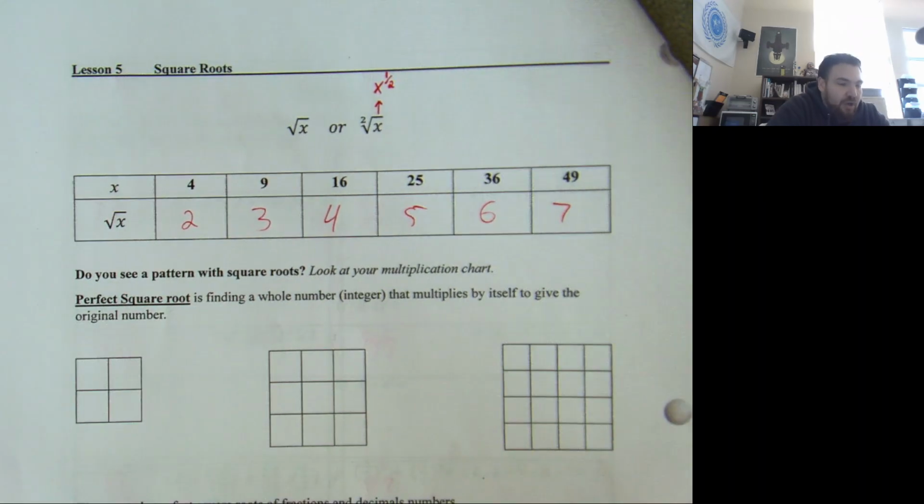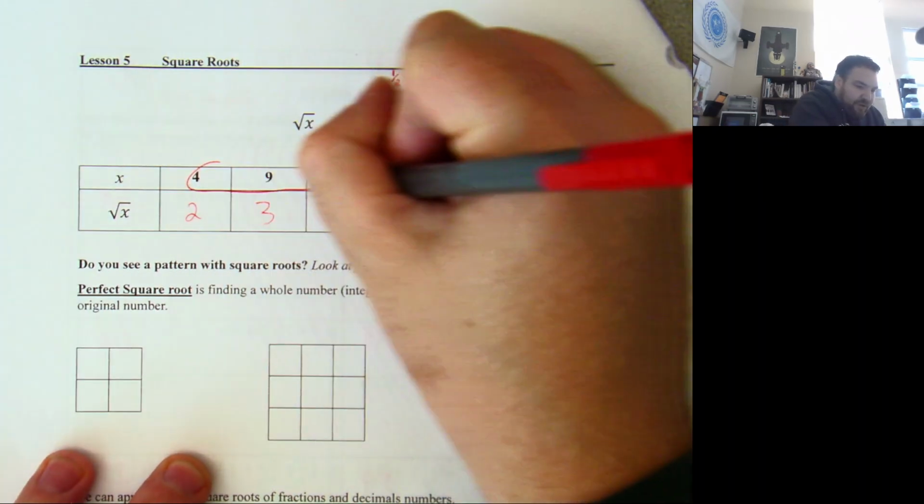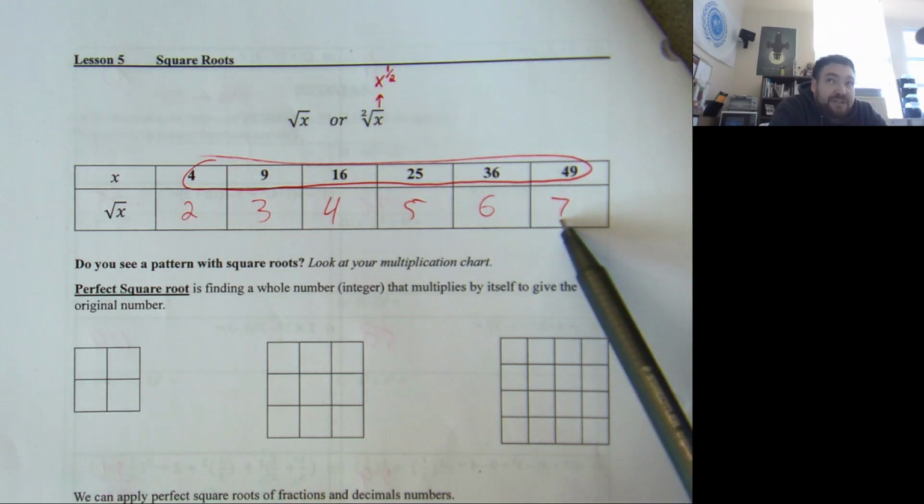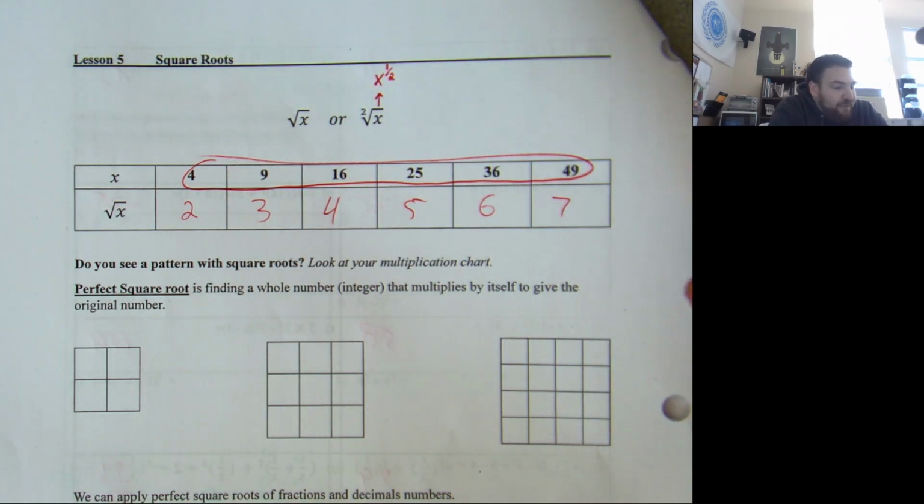Okay, so we have a name for these kind of numbers. What are these numbers called? Does anyone know what these numbers are called? These numbers are also whole numbers, but I didn't circle these numbers. I just circled the top numbers. We have a name for 4, 9, 16, 25, 36, 49, 64, 81, 100: perfect squares.